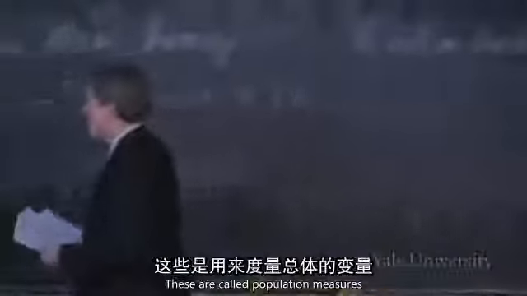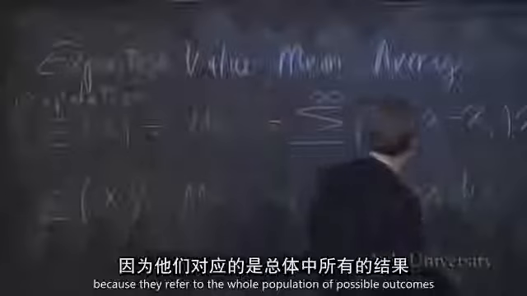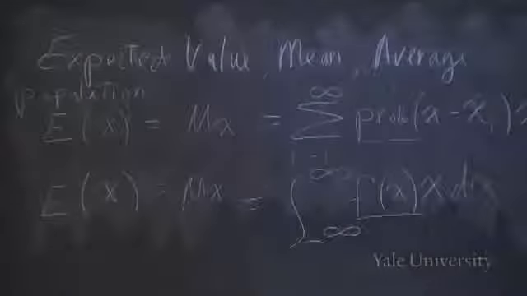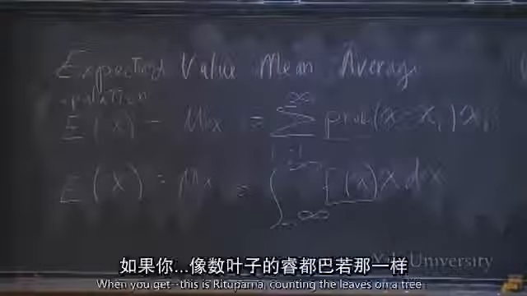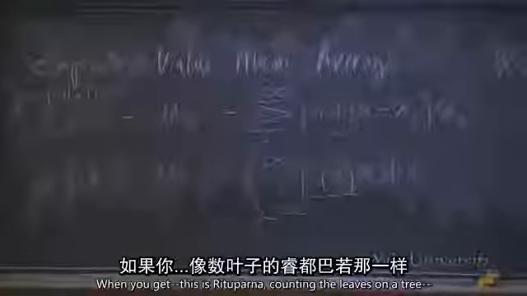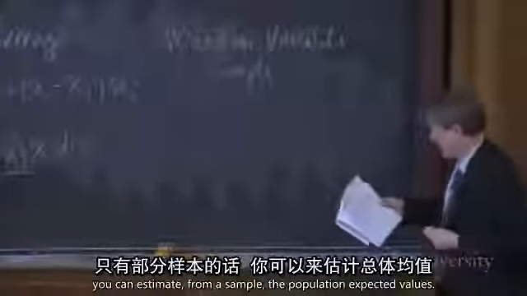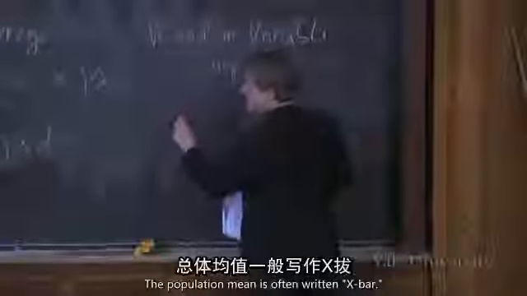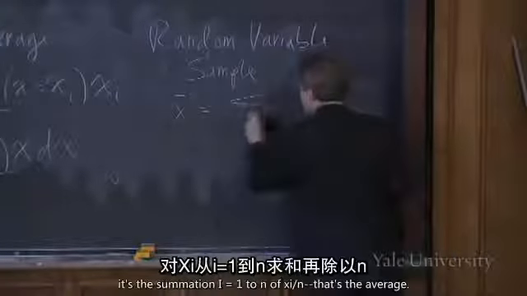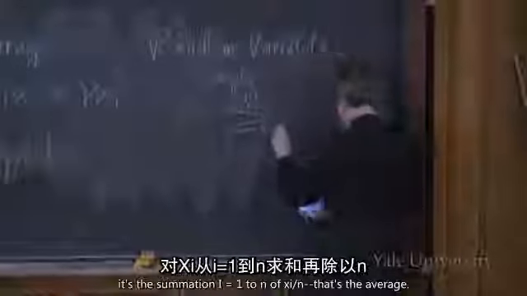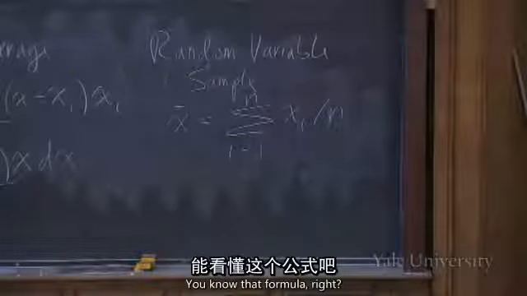These are called population measures because they refer to the whole population of possible outcomes, and they measure the probabilities. So it's the truth. But there are also sample means. You can estimate the population expected values from a sample. The sample mean is often written x bar. If you have a sample with n observations, it's the summation i equals 1 to n of x sub i, divided by n. That's the average. You know that formula, right?